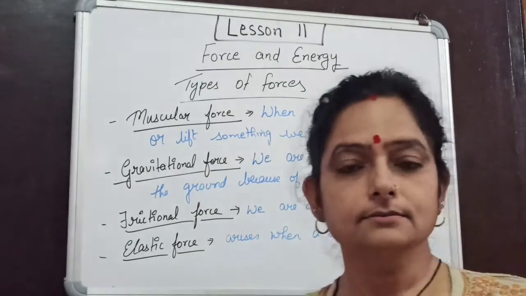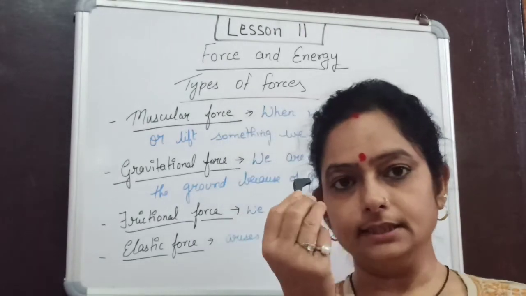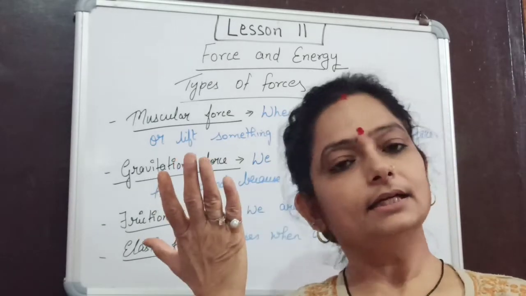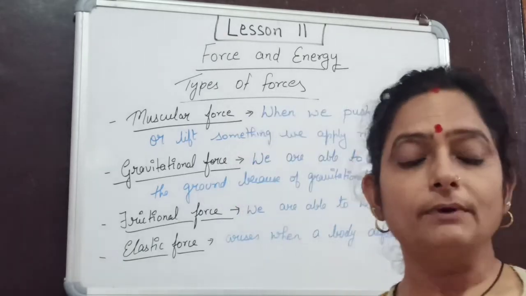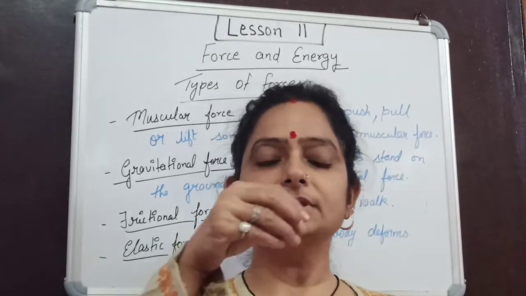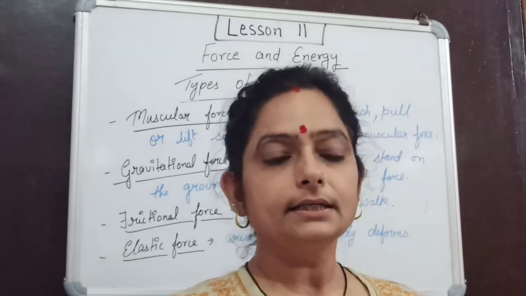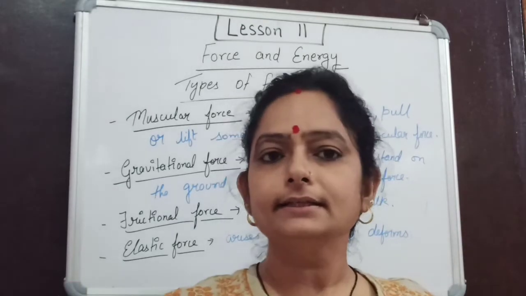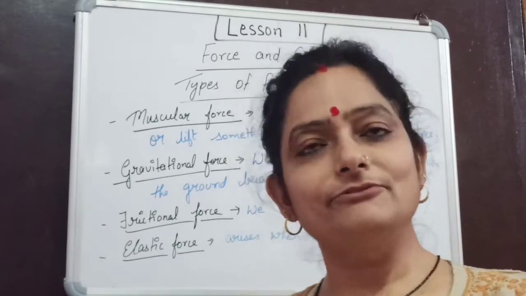Now see, there is something black in my hand. It is one object, and what if I leave this object? It fell down, isn't it? Why is it that whenever we leave any object, it just moves downward? Why didn't it go right or left, or float in the air? Yes, because of gravitational force.